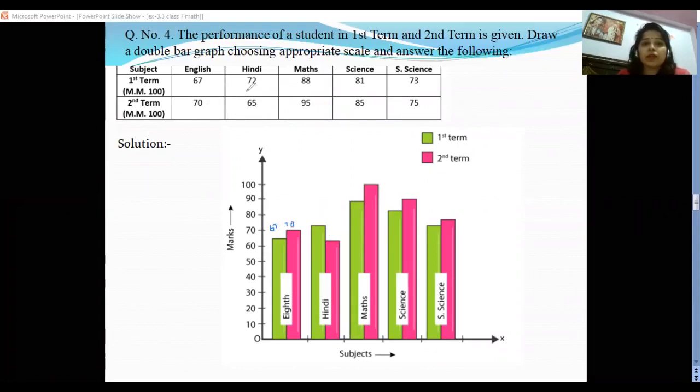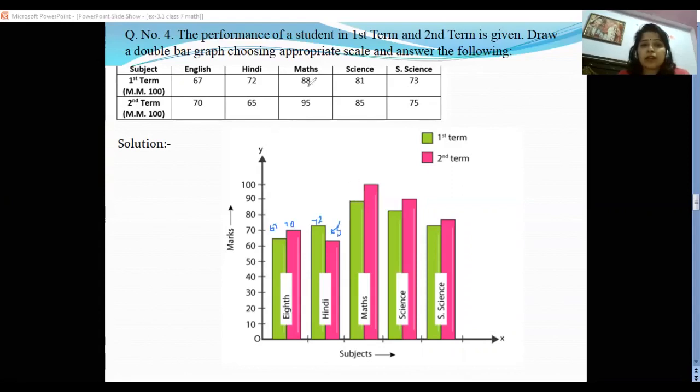For the next, you can see here the data is 72. So 72 for Hindi. So we have taken 70, then 71, 72. One box is considering one number over here. So this is 72. And for the second term, Hindi subject, they have got 65. So this must be 65.